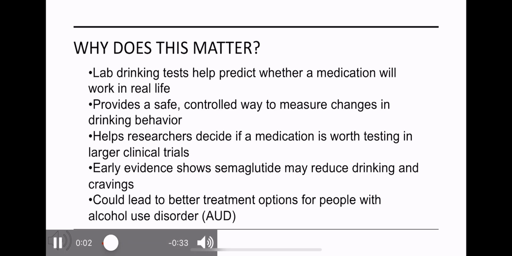So, why is this lab structure important? Well, this kind of testing is really important because what we see in the lab can help predict whether a medication will actually help people in their everyday lives. Before a treatment ever reaches large clinical trials or becomes widely available, researchers need a safe and controlled way to test if it truly reduces drinking behavior. These laboratory sessions give us early evidence that a medication like semaglutide could make a real difference for people living with alcohol use disorder. Therefore, it would be very important for us to continue this, and the way that the researchers are participating and collecting data for these studies is very helpful.